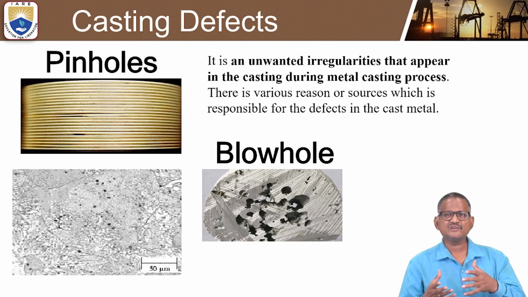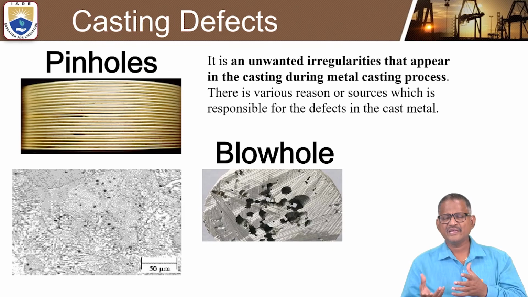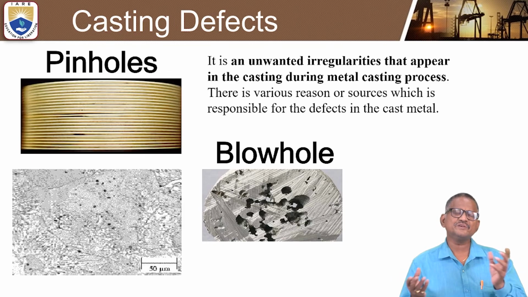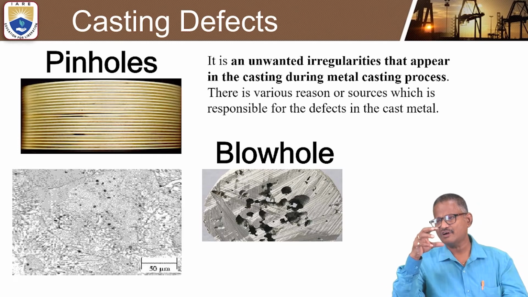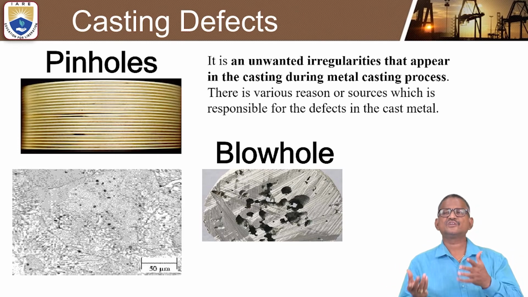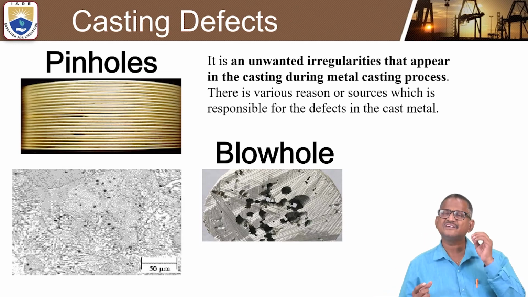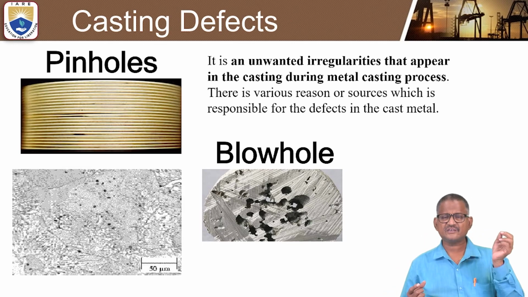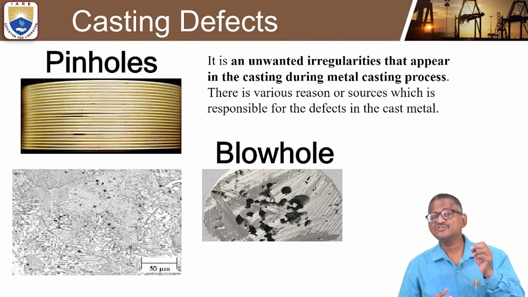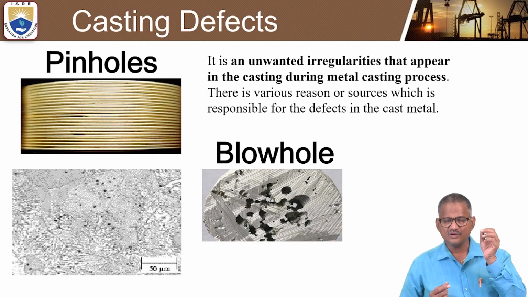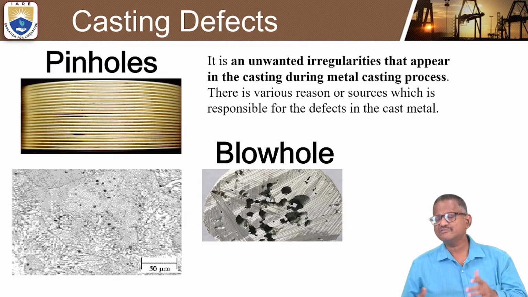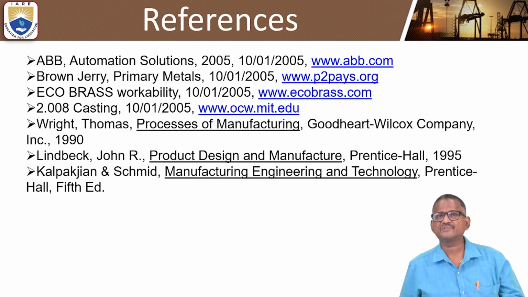So this is how it is done manually. Human beings make mistakes, so to avoid such mistakes, we can use automation. That is why automation in casting plays an important and vital role in giving more productivity in the metal casting process.